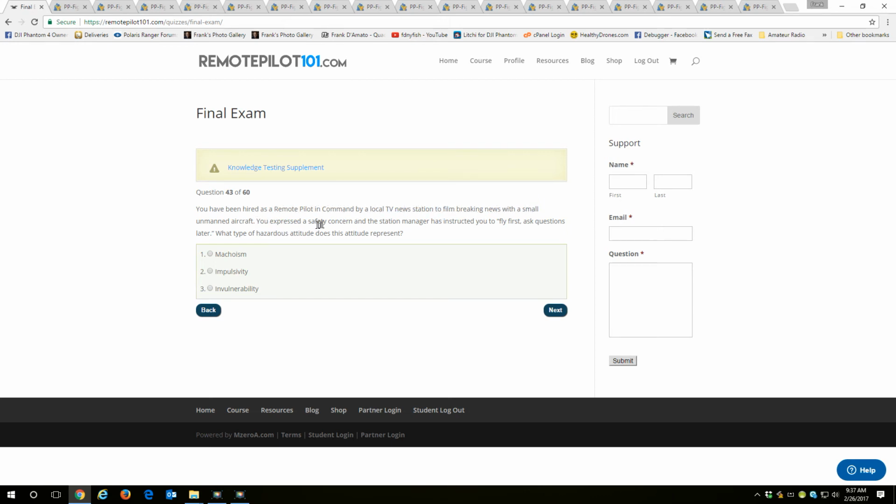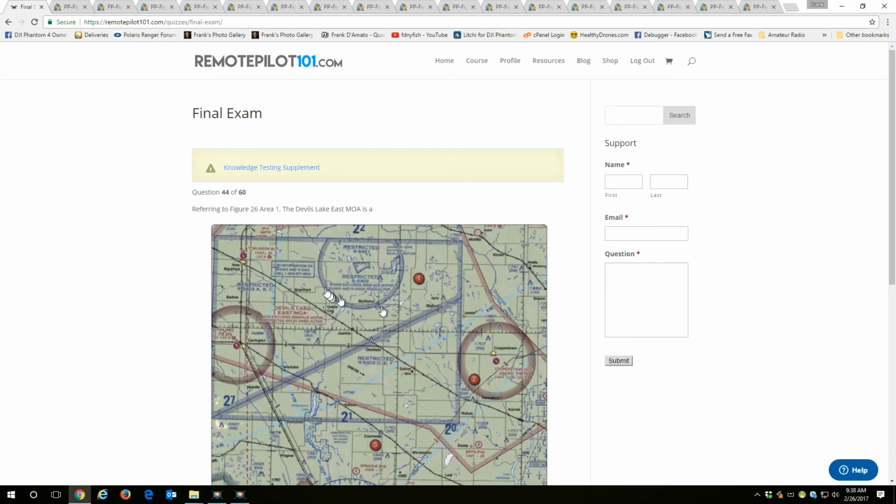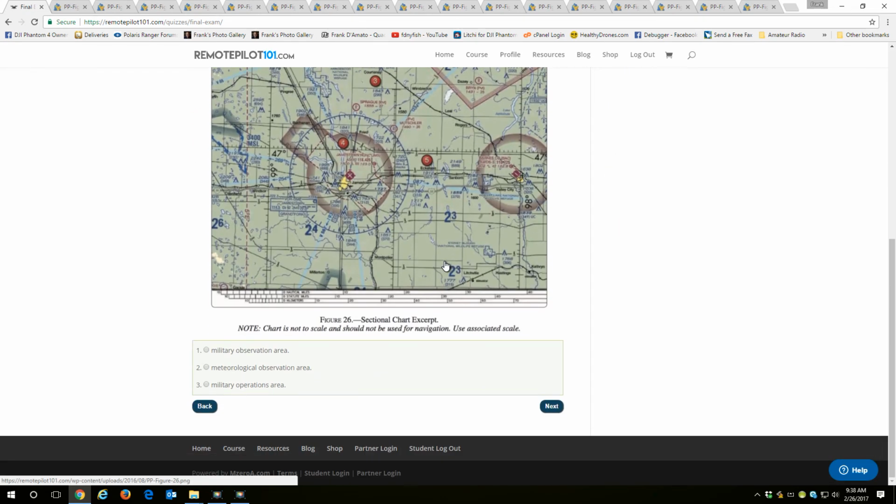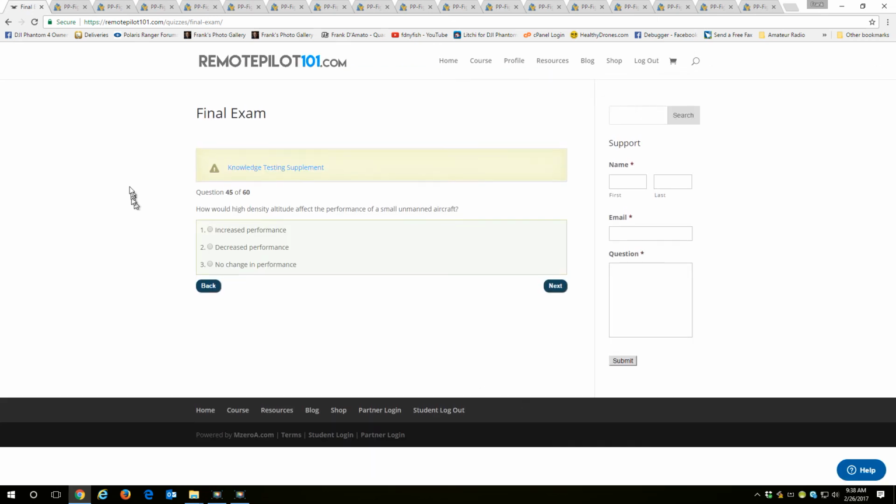You are hired as a remote pilot by a local TV news station. Breaking news. Fly first, ask questions later. It's impulsivity. Devil's Lake East MOA is a military operations area. How would high density altitude affect performance of small unmanned aircraft? Decrease performance.